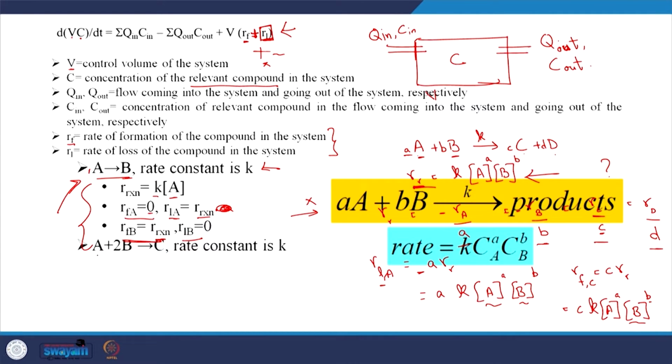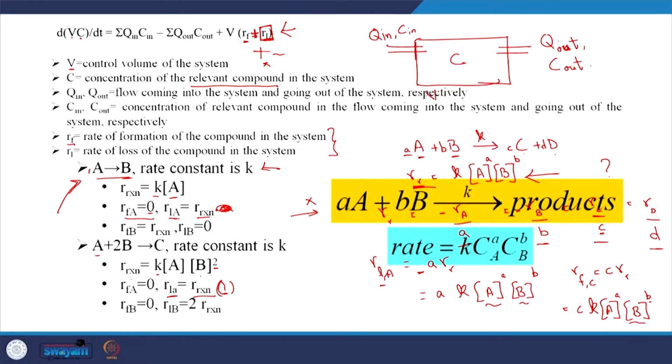But if it is A plus 2B goes to C and the rate constant is K, what do we have? Rate of the reaction is K, the rate constant, times concentration of A into concentration of B to the power of its stoichiometric coefficient, which is 2 out here. Rate of formation of A is 0 because A is only being lost, and rate of loss of A is equal to 1 times the rate of the reaction. Why 1? Because the stoichiometric coefficient of A here is 1, right. So, that is something to keep in mind.